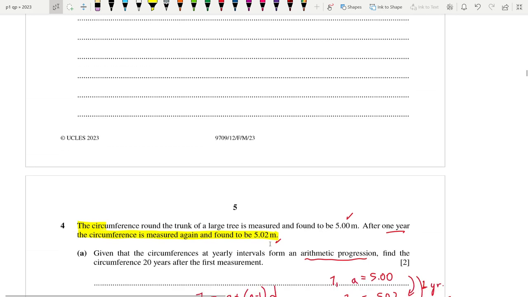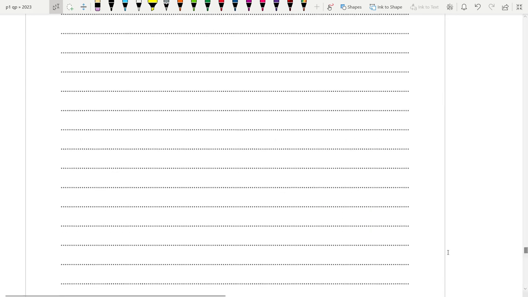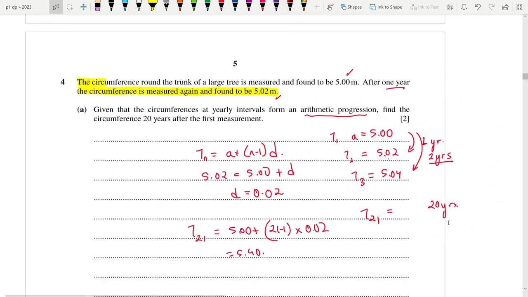Moving on to question number 4. How many questions are there in total? We have 11 questions. It won't take that long.